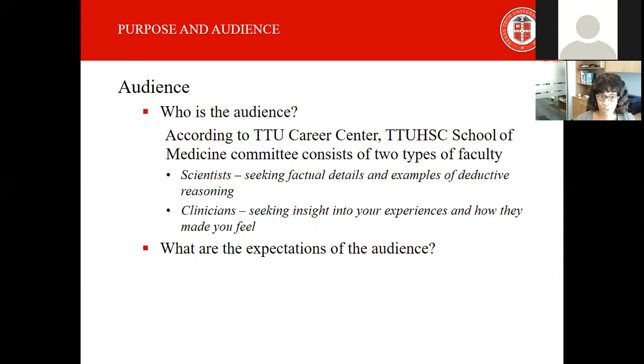So in general, let's think about this, because it depends on where you're applying, you may not know who is on the committee. Some things that you will know, that they're professionals, right? And they're likely in the medical field. So even knowing that information is very helpful in regard to thinking about the choices that you will be making in your writings. So what are the expectations of these types of audiences?